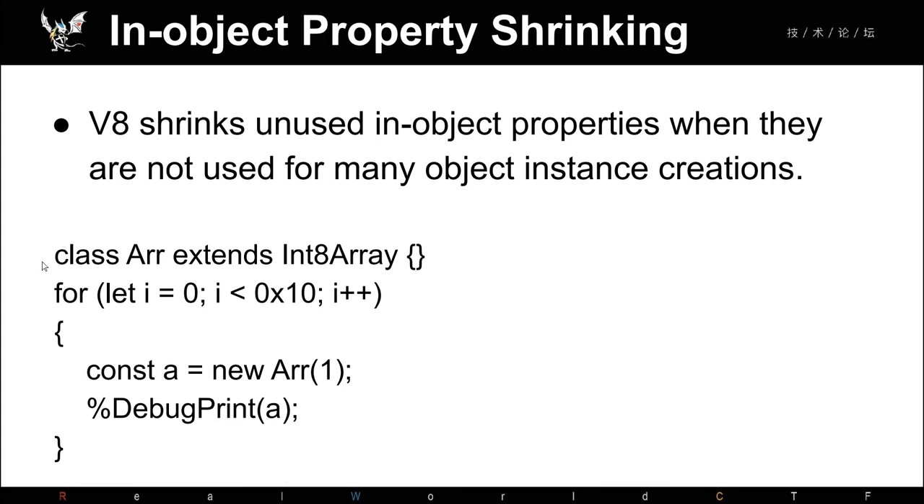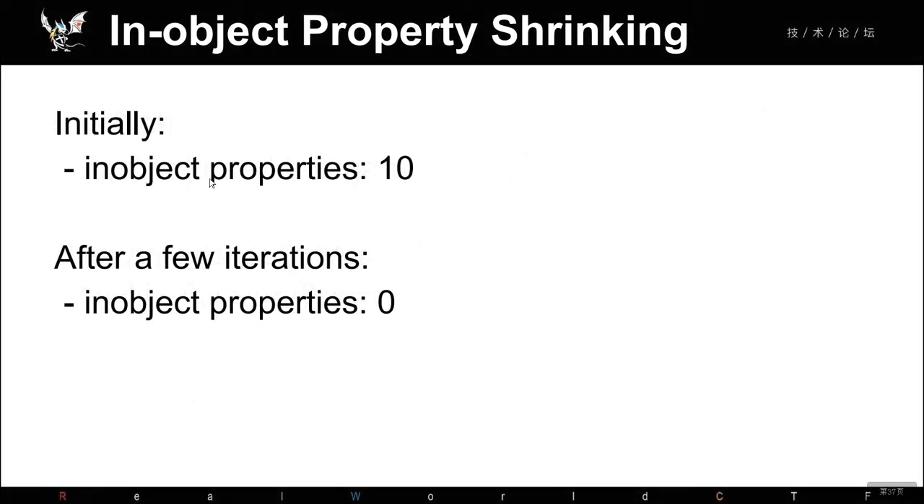And the following code illustrates the idea. In a for loop we create an ARR and debug print it. Initially the output gives in-object properties 10, which is not shrunk. However, after a few iterations, since we haven't used the in-object properties, they are shrunk to 0 by V8.